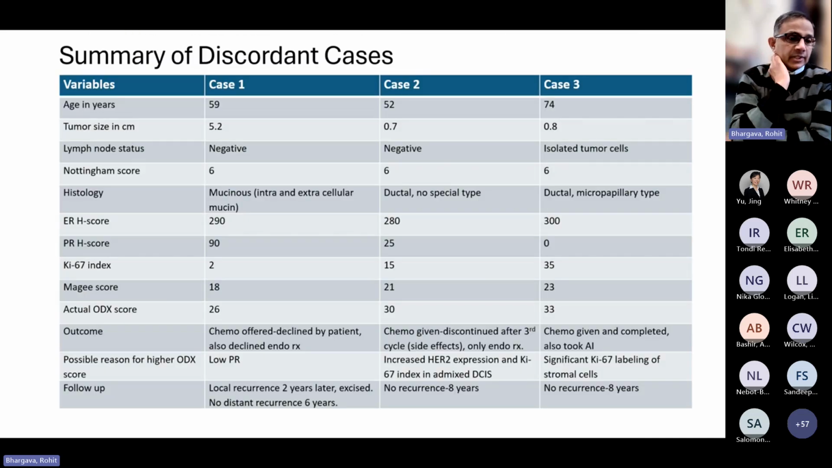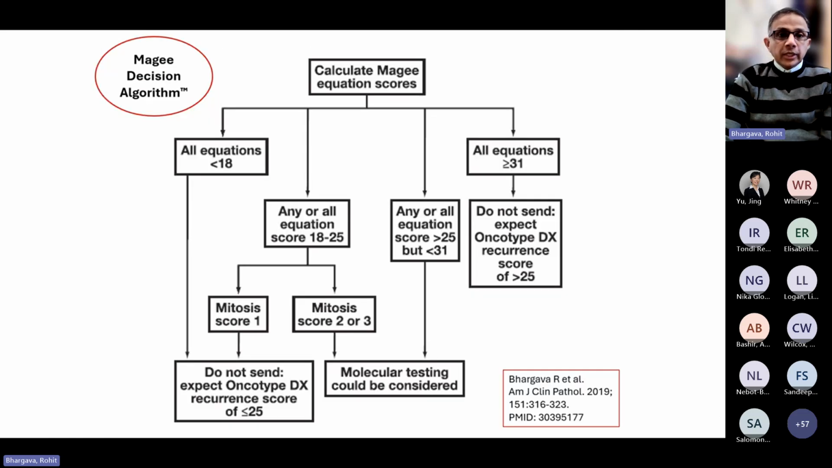So looking back at these 3 cases, 2 of the 3 patients were offered chemo, but they either declined or it was discontinued. But the important thing is none of the patients had a distant recurrence. This particular patient who declined endocrine therapy did have a local recurrence, but it was excised, and there was no distant recurrence 6 years later. So most of these did well, and 2 of 3 did not get chemotherapy.